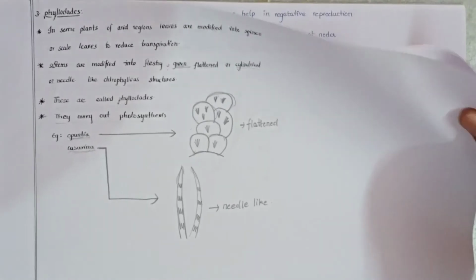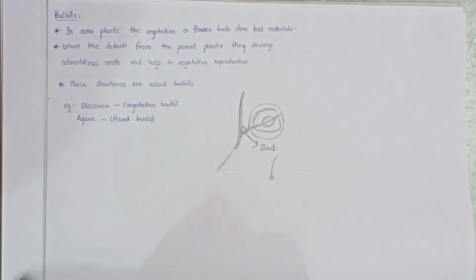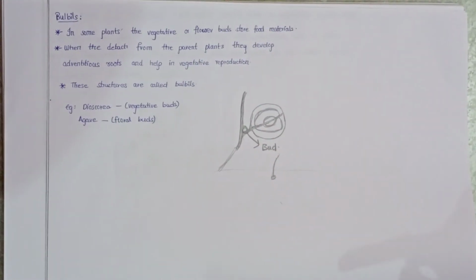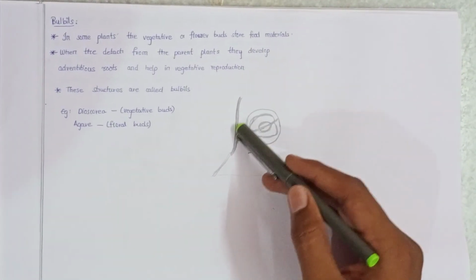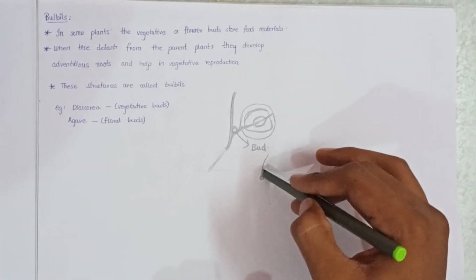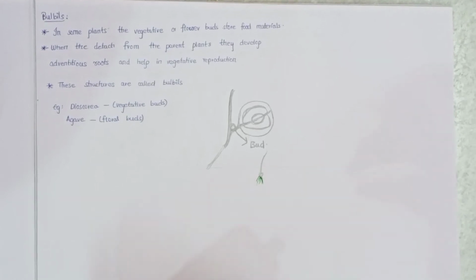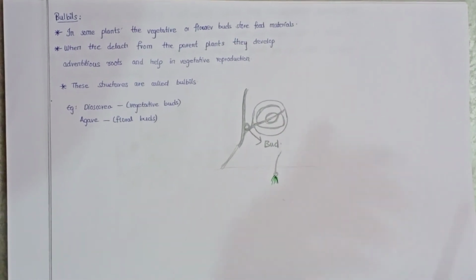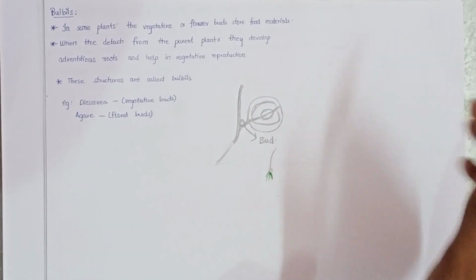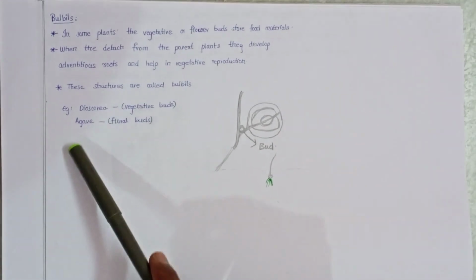And the next one is bulbils. In some plants, the vegetative or flower bud stores food material. When they detach from the parent plant, they develop into an individual plant and produce adventitious roots, and this helps in vegetative reproduction. Adventitious roots are roots that originate from a part of the plant body other than the radicle. Examples: Dioscorea, which is a vegetative bud, and Agave, which is a floral bud.